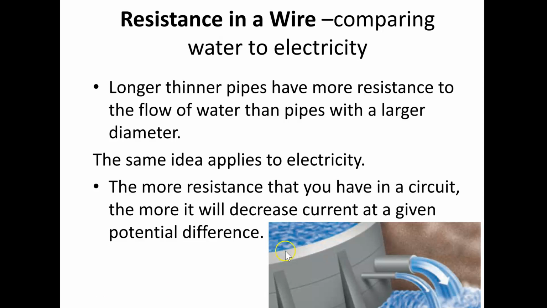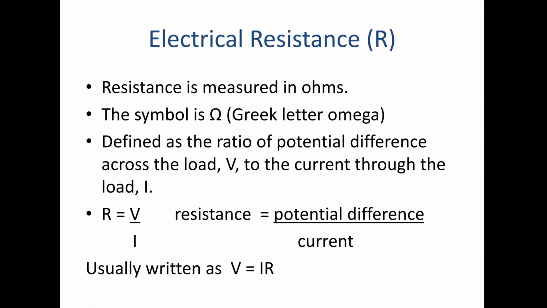So as I was saying, this is just an analogy to show you how the resistance in a wire compares to water flowing through resistance created by these different varying sizes of pipes. Okay, and so longer, thinner pipes have more resistance to the flow of water than pipes with a larger diameter. The same idea applies in electricity. So the more resistance that you have in a circuit, the more it will decrease current at a given potential difference.